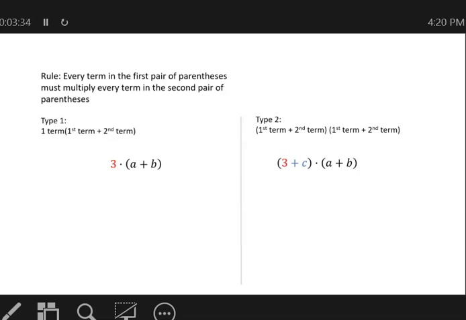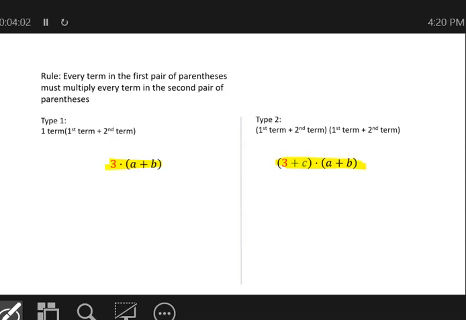These two problems here are two types of multiplication problems we often do. In the first example, we have one pair of parentheses, and inside the parentheses we have a plus. The number outside the parentheses is 3, and the operation is multiplication. So we are familiar with this type of question.